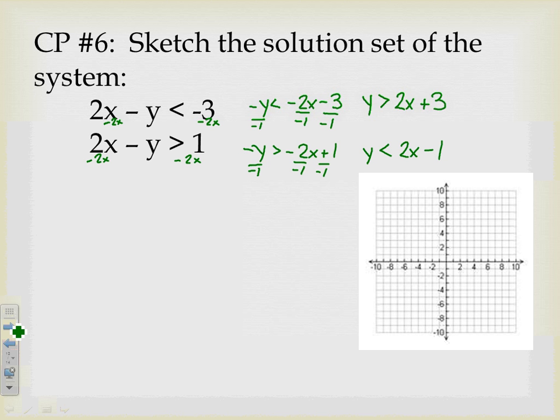All right, graphing. b is 3 on my first one. Plot it. m is 2. So from there, up 2 right 1, up 2 right 1. Dotted line.